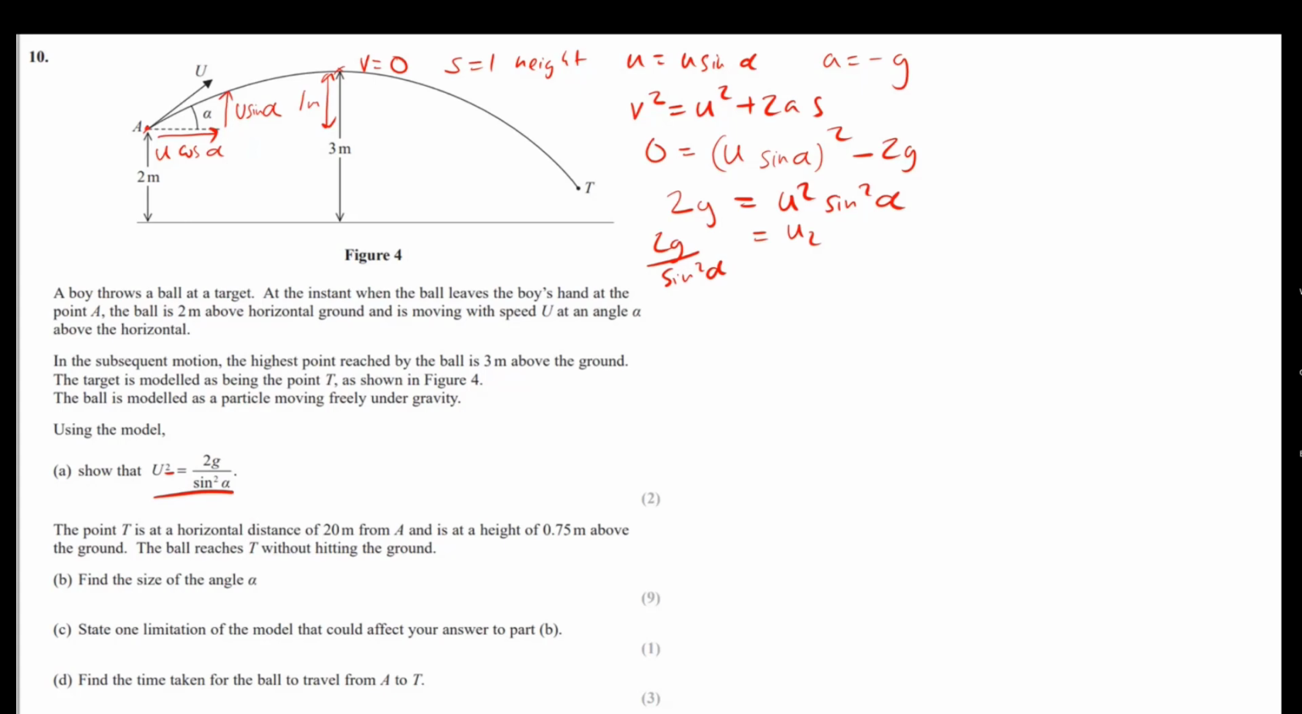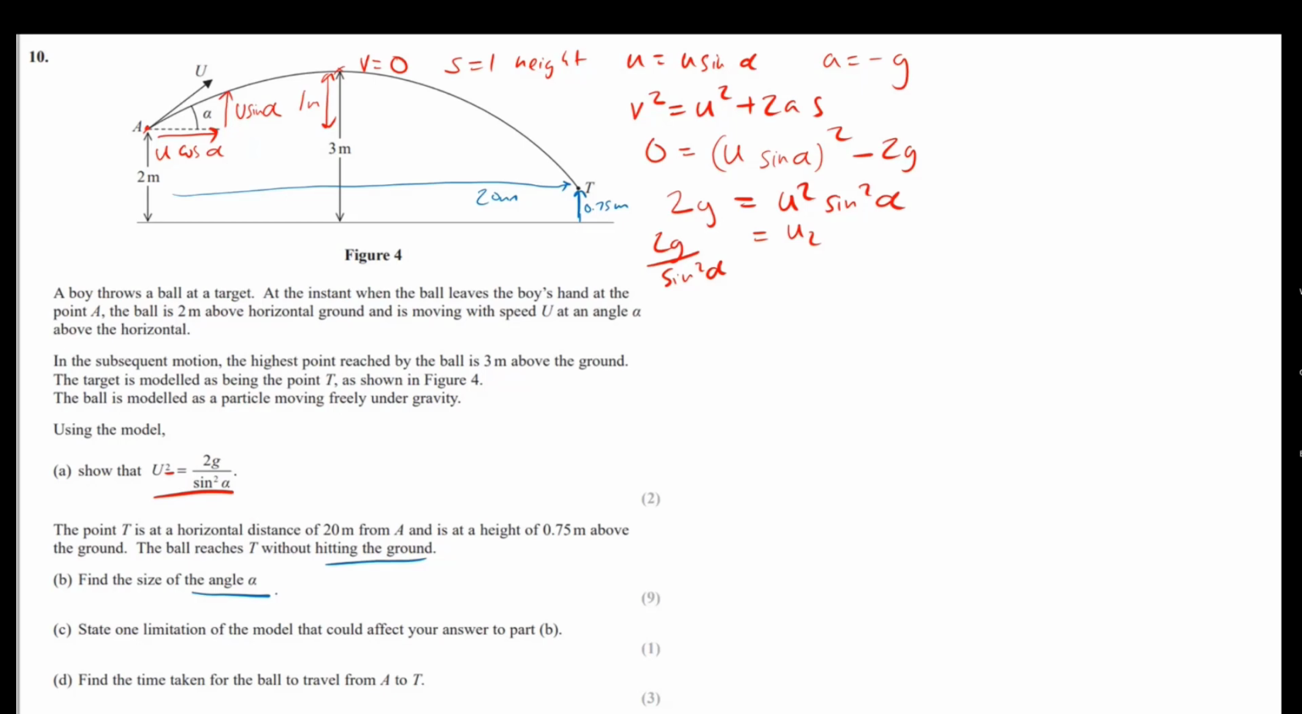Right, I'm just going to change colour for part B. Right, so the point T is at a horizontal of 20 meters from A and 0.75 meters above the ground. The ball reaches T without hitting the ground, which is clear from the picture. Find the size of the angle alpha. Now that's a big 9 marks.